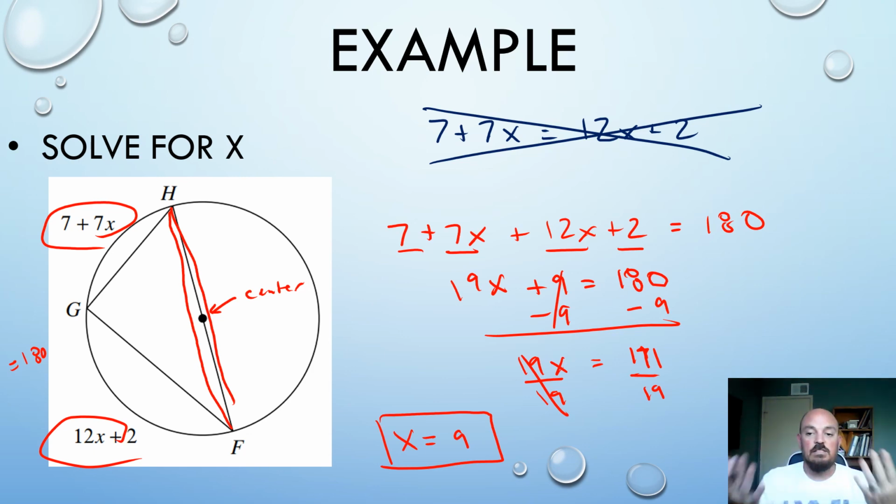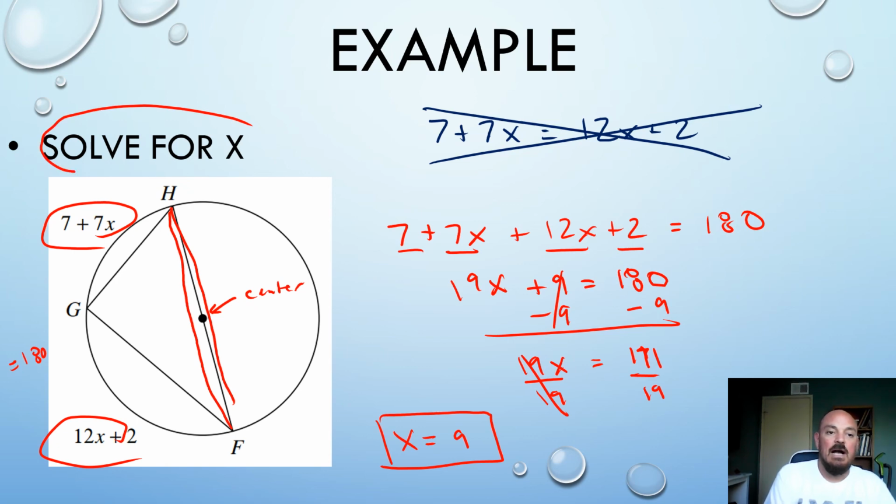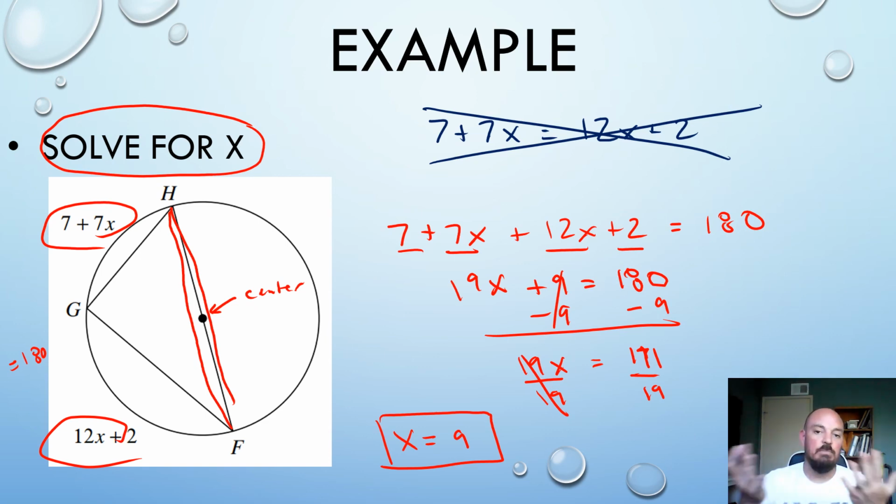And again, at this point in the question, remember, you always check what you were asked to do. I was asked to solve for x. I've done that. I'm done. If I had asked you what is the measure of angle GH or GF or arc this or arc that, you could go back and plug x in and find that. But for this question, we're done. We did what we were asked to do.